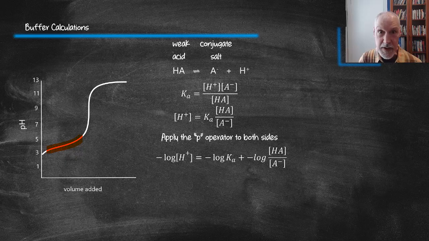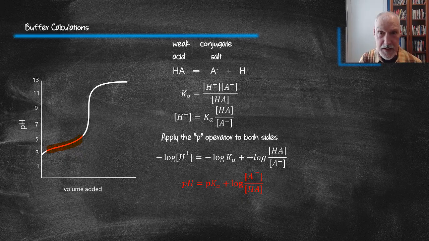These negative logs apply to certain definitions. For instance, the negative log of H+ becomes the pH, the negative log of Ka becomes the pKa, and now I'm going to switch the sign here and make it plus the log by inverting the fraction of the conjugate base over HA. This is the expression for a buffer solution of a weak acid and its conjugate base.